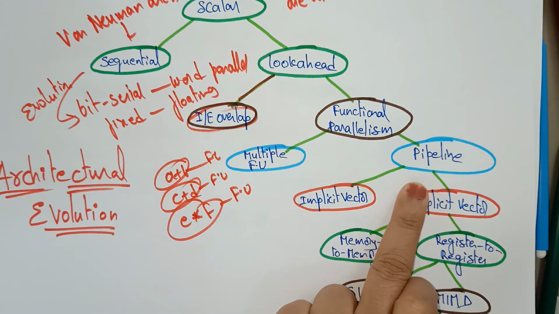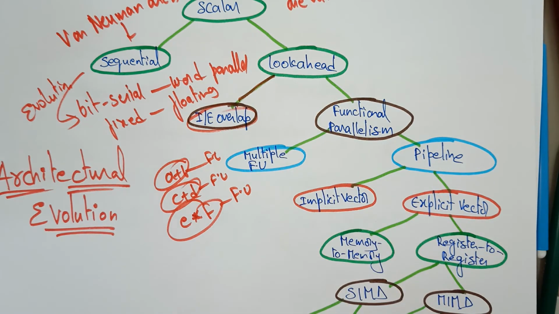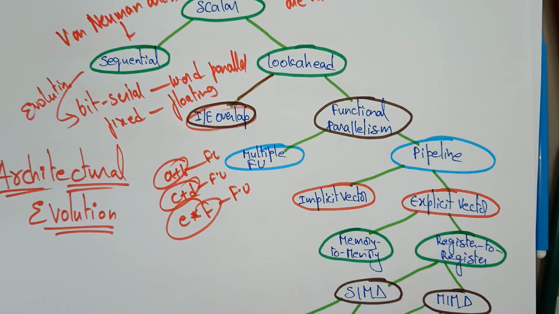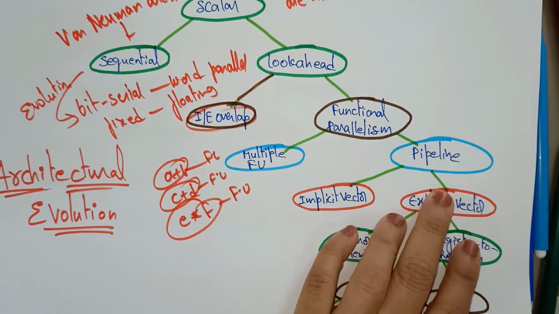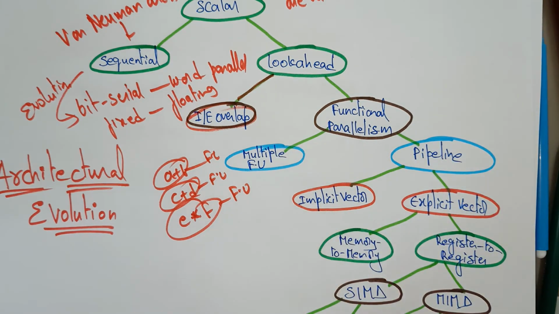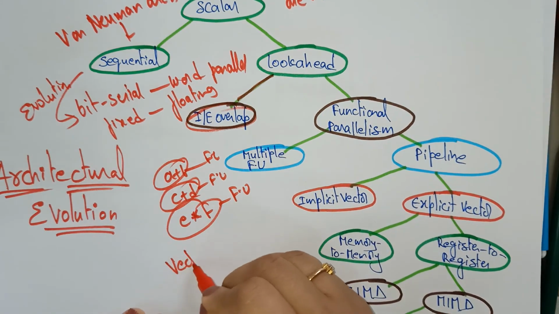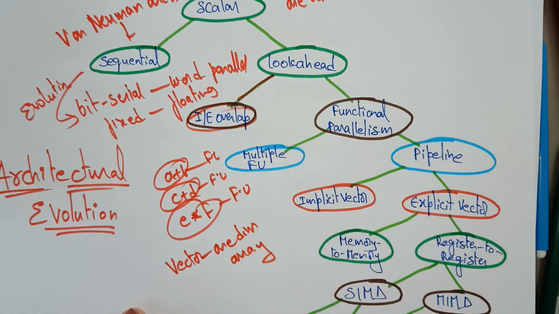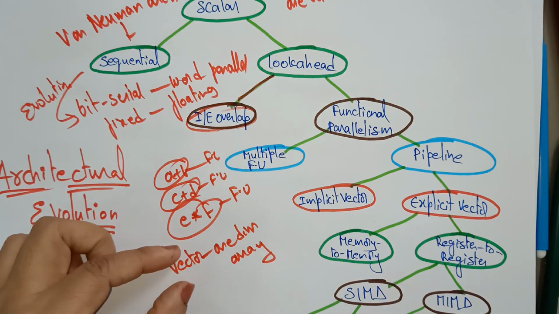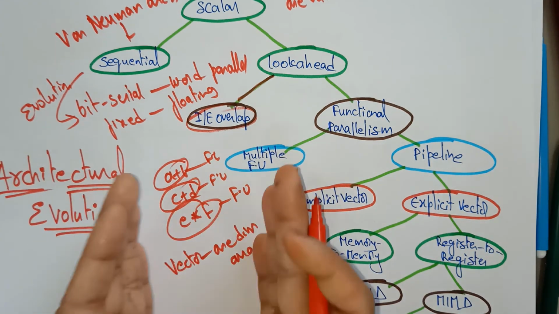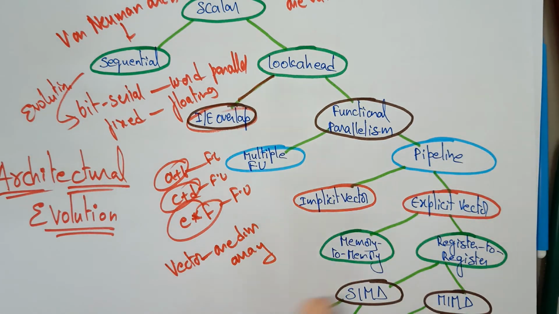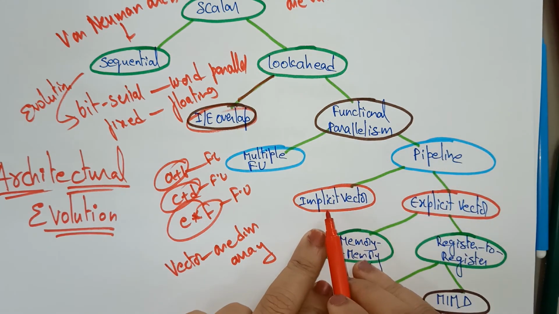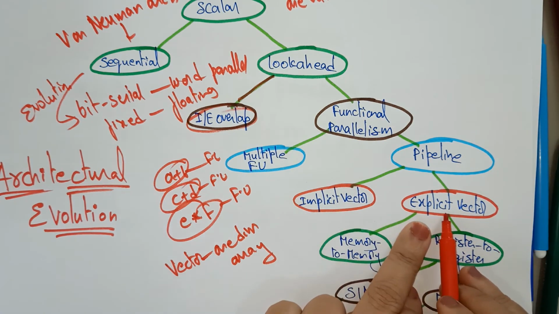Pipelining has proven especially attractive in performing identical operations repeatedly over vector data. Up to here, everything is scalar, holding one value. Whereas in pipelining, it is a one-dimensional vector. We know that a vector is nothing but a one-dimensional array of numbers. So pipelining means one after another, going along one dimension, an array of instructions. The pipelining is divided into implicit vector and explicit vector.